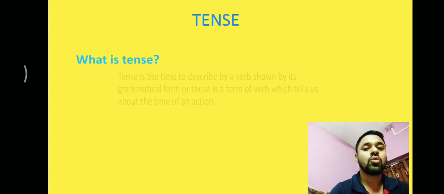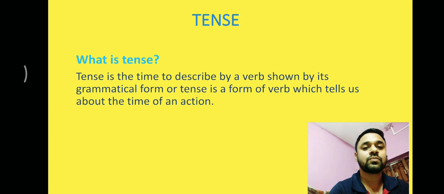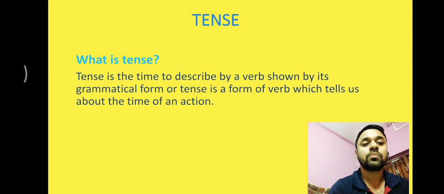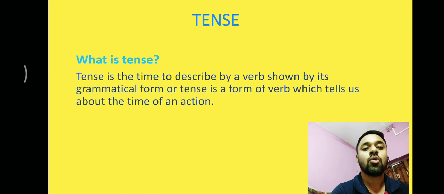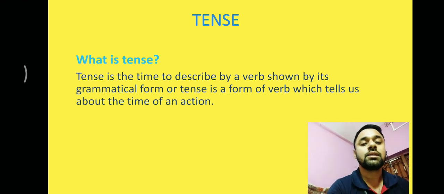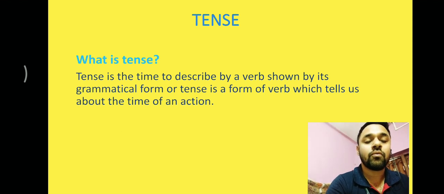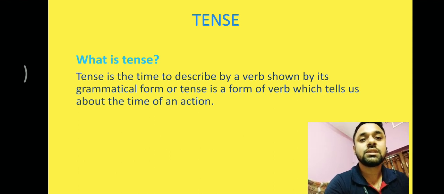What is tense? Tense is the time described by a verb, shown by its grammatical form, or tense is a form of verb which tells us about the time of an action. So tense is a form of verb which tells us about the time of an action.